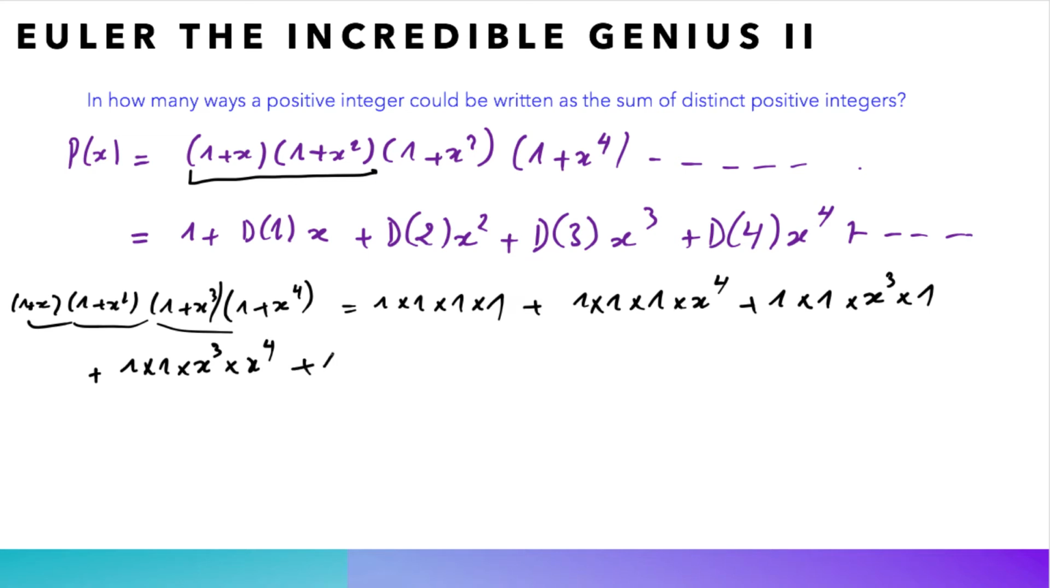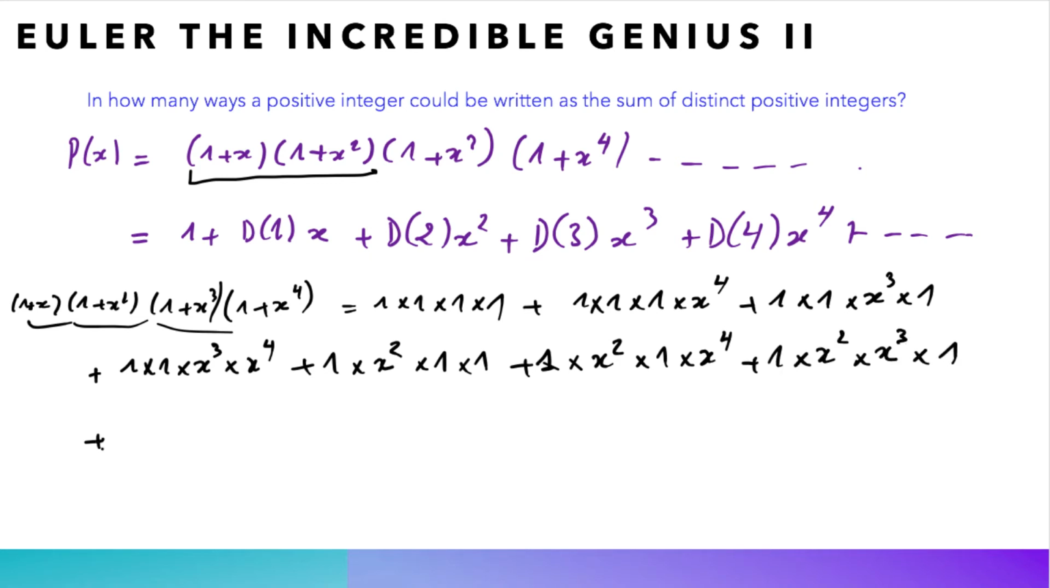and now plus 1 times x squared times 1 times 1, and then plus 1 times x squared times 1 times x to the 4th, and then plus 1 times x squared times x cubed times 1, plus 1 times x squared times x cubed times x to the 4th. And now it is the x here that would travel over the other factors, which gives plus x times 1 times 1 times 1.